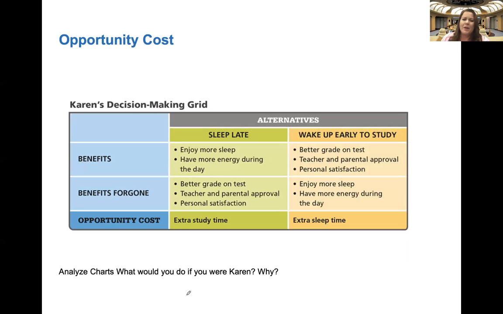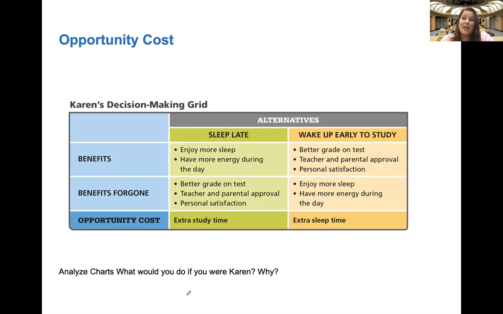Now this, I'll be honest, people make a decision-making grid. I've never made one in my life. Now I have done the pros and the cons to help me make a decision. But most people don't necessarily put in all their opportunity costs. So if we look here, if Karen is trying to decide, does she want to sleep late or study?